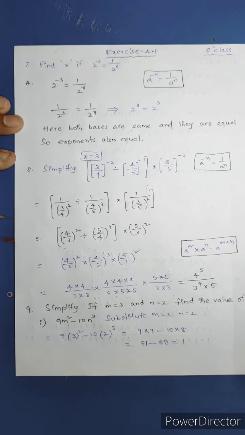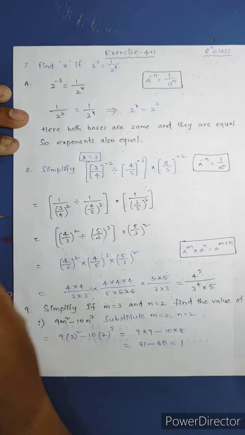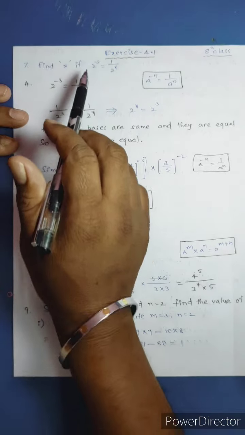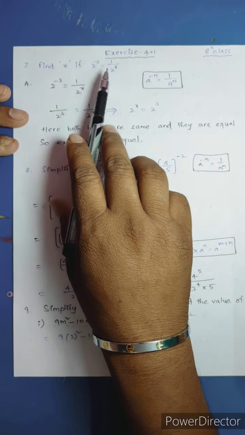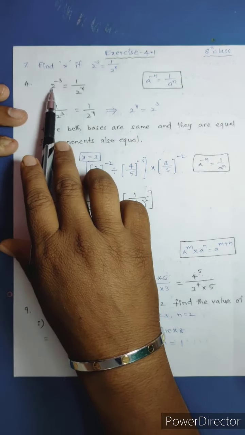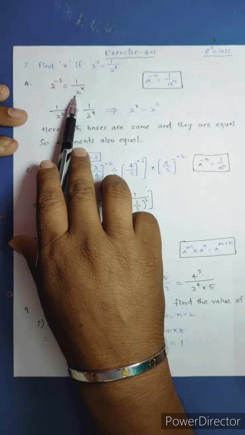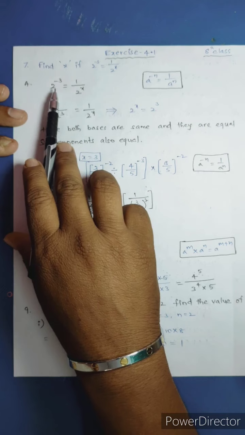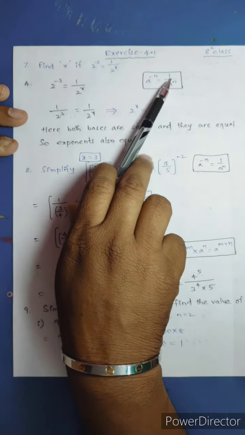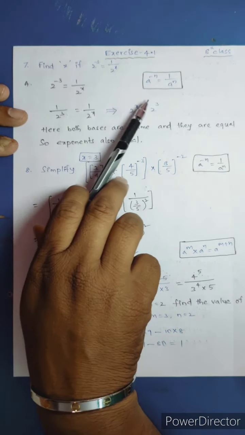Now seventh problem. Find the value of x if 2 power of minus 3 equals 1 by 2 power of x. We can use here the left hand side or the right hand side, and we will get the answer. 2 power of minus 3 is equal to 1 by 2 power of x. Then using this formula, a power of minus n is equal to 1 by a power of n.